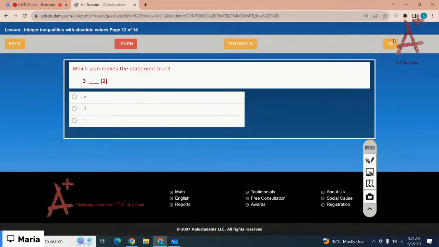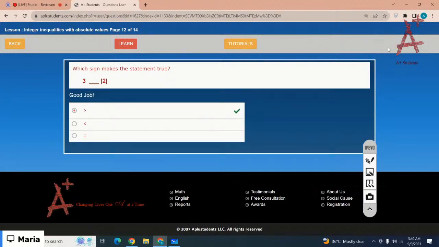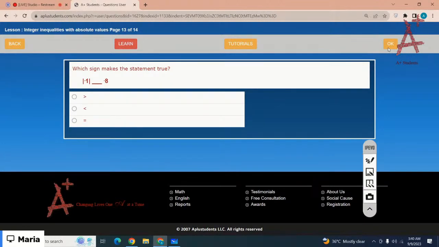Which sign makes the statement true? 3 and absolute value of 2. 3 is greater than 2, right? Which sign makes the statement true? Absolute value of -1 and -8. Absolute value of -1 is 1, so 1 is greater than -8, right?